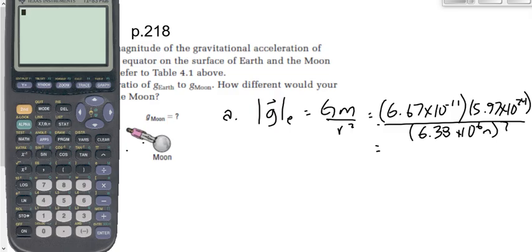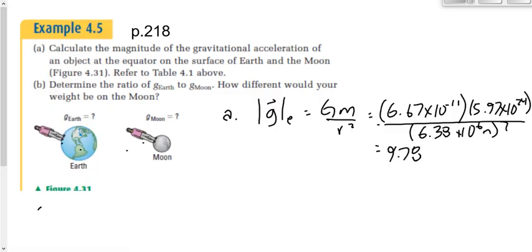Let's say 6.67 times 10 to the minus 11 times 5.97 times 10 to the 24 divided by, let's use some brackets here, 6.38 times 10 to the 6. And let's square that, and we get 9.78. Pretty close, right? 9.78 meters per second squared, or we could say 9.78 newtons per kilogram.